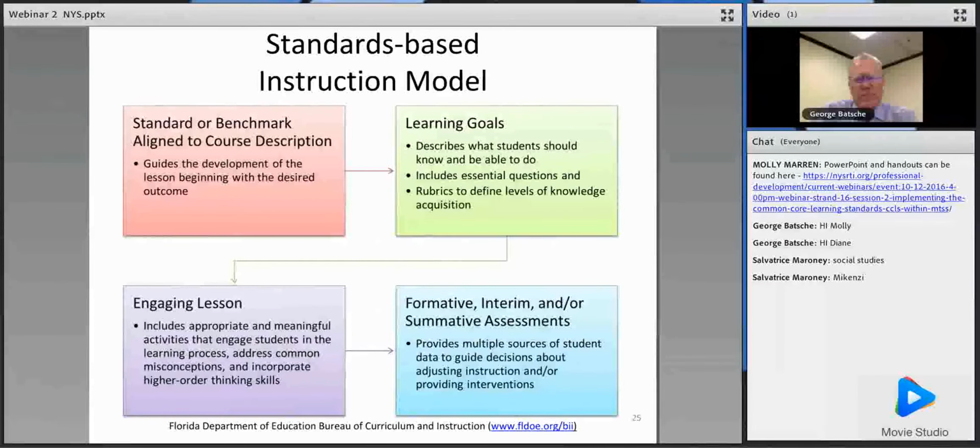So when we look at standards-based instruction and how that fits into MTSS, clearly we have a standard or benchmark aligned to a course description, progression levels, learning goals that lead to learning goals. We then use that standard and learning goals to create an engaging lesson. The learning goals tell us what students should be able to know, understand, and do. The KUD, right?